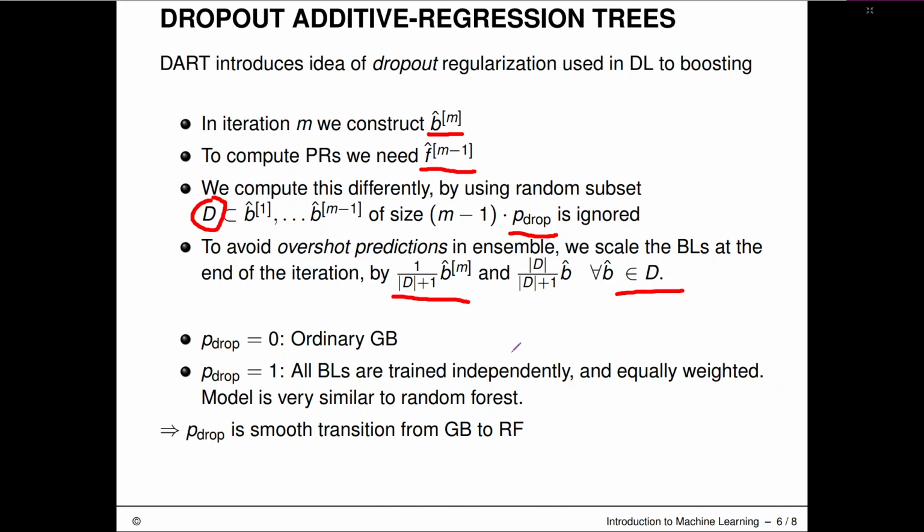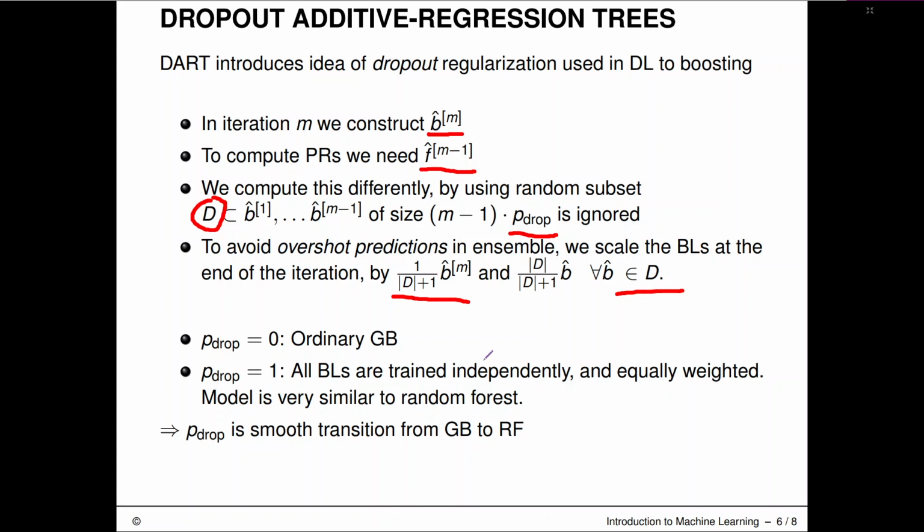And there's an interesting thing we can now also see if we study the extreme values of p drop. So if we set p drop to 0, we never subsample that guy here, and in that case, basically all of these terms here will become basically 1. We don't do any rescaling, and then we are doing ordinary gradient boosting. So that's, I guess, pretty obvious. So just setting p drop to 0, nothing happens. We are back to ordinary gradient boosting.